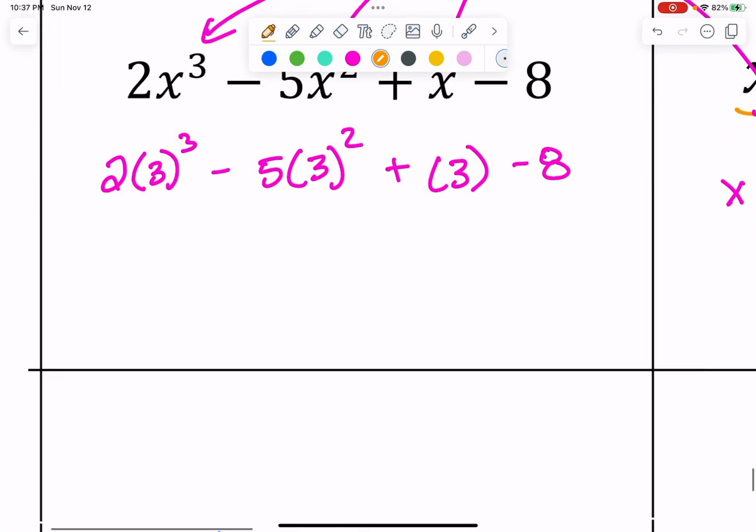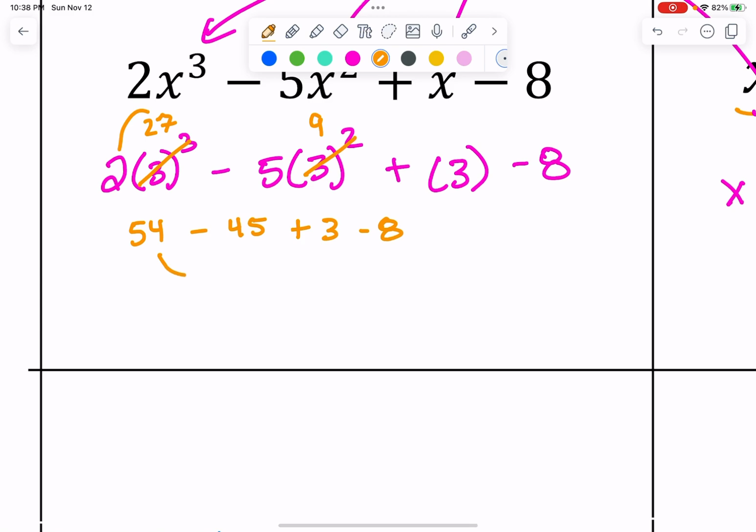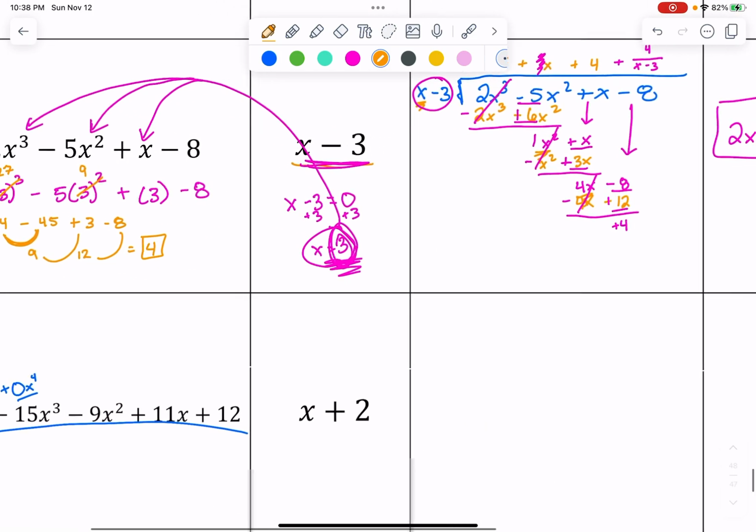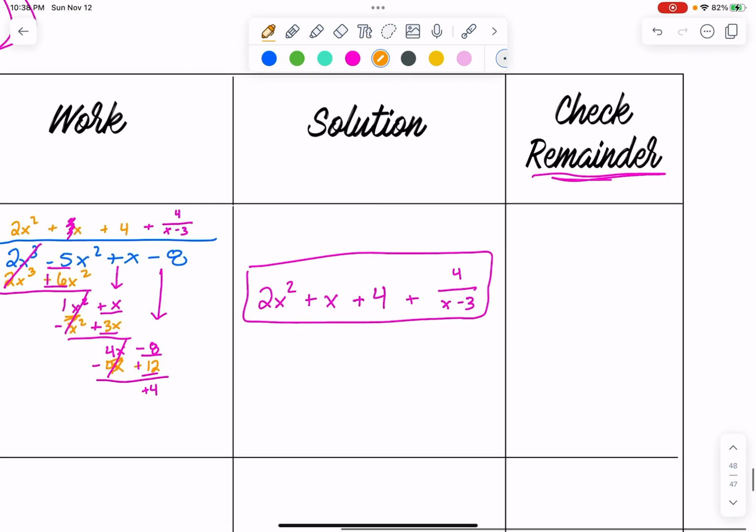All right, now if I do that, 3 to the third power is 27. 27 times 2 is 54. I'm trying to do some of this in my head. 3 squared is 9, and 9 times 5 is 45. Then I have plus 3 minus 8, okay? If I put these together, 54 minus 45 is 9. 9 plus 3 is 12. 12 minus 8 is, oh, look at that, 4. And it is 4 because the remainder that I got is 4, okay?